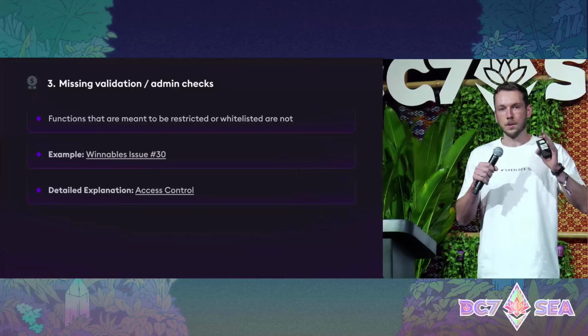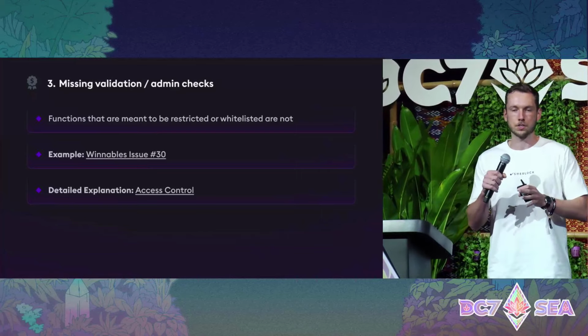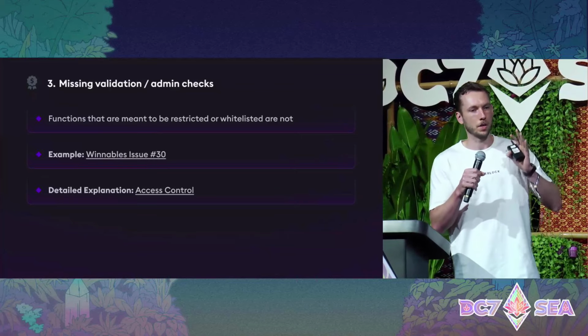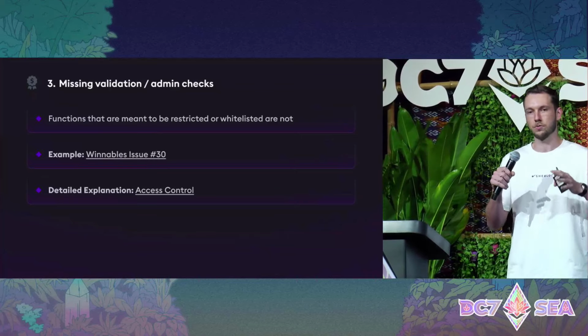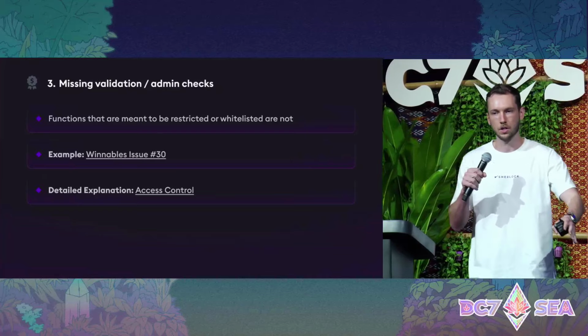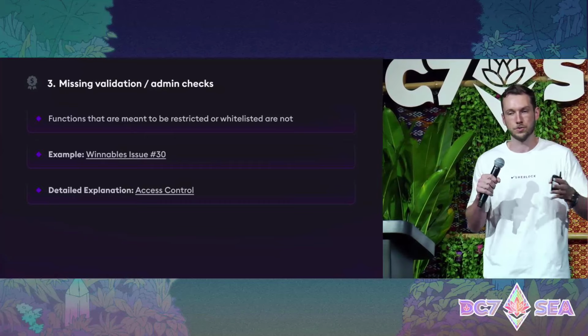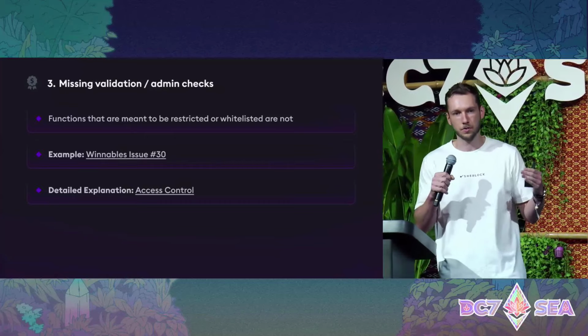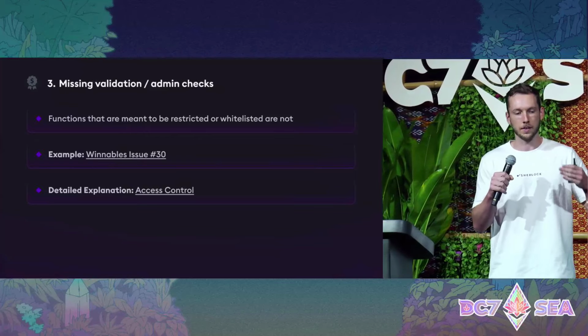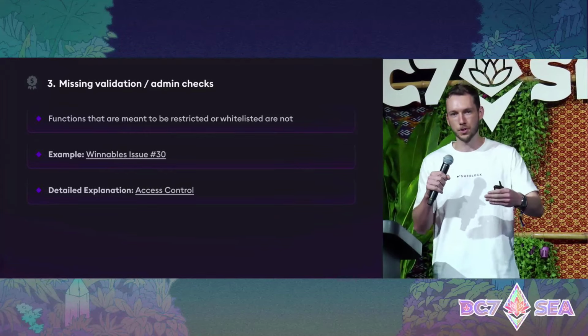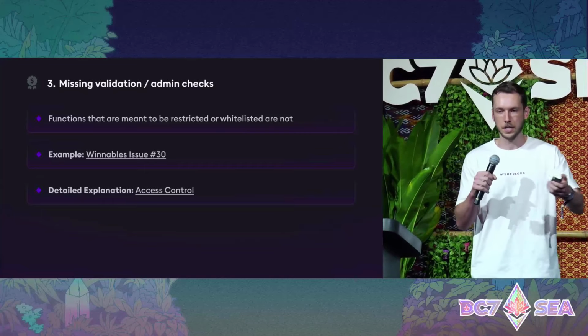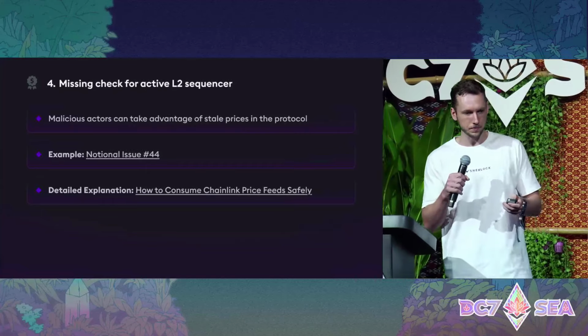Number 3, missing validation and admin checks. Let's say you only want the owner of a contract to call a function, or someone on a whitelist to call a function. A lot of times there are so many functions you just forget one, or you forget to check for something that you meant to check for. That's what auditors are here for, and they're really good at finding that stuff. This happens more often than you'd think.